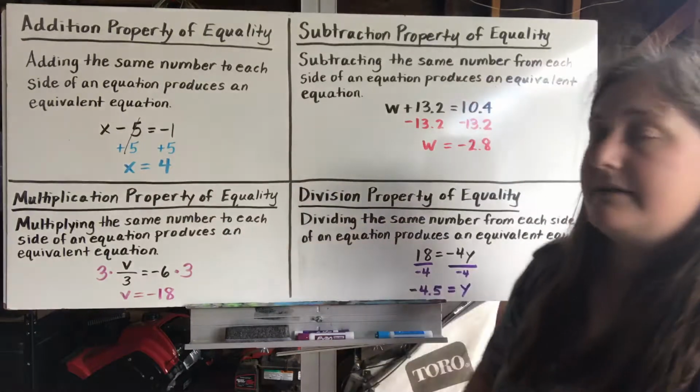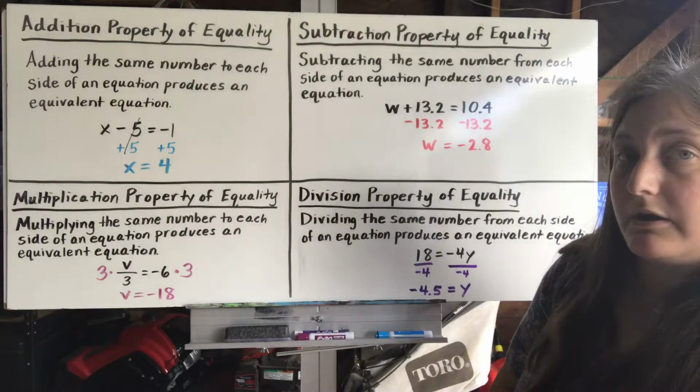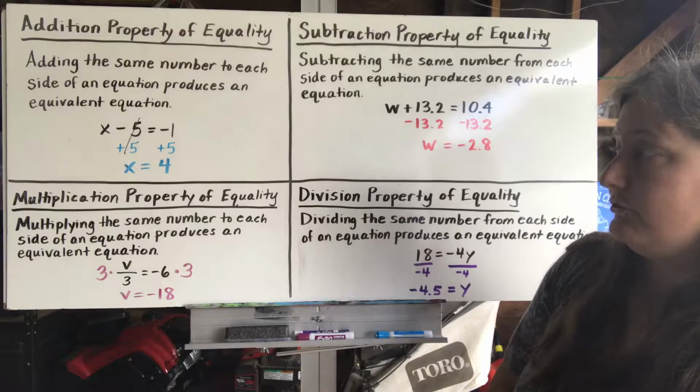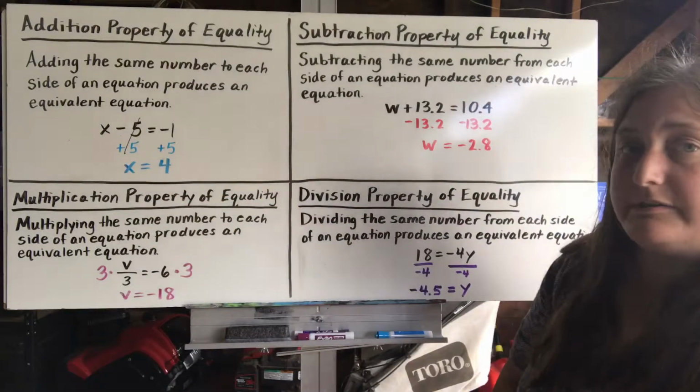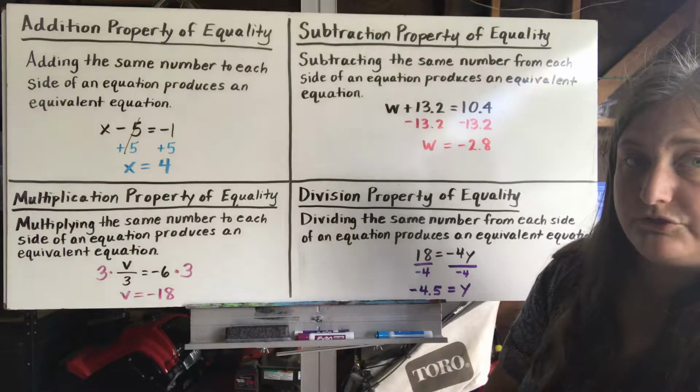On this side, negative 1 plus 5 leaves us with 4. We can always check our solution by plugging it back in. 4 minus 5 would give us negative 1, so x equals 4 is our solution.